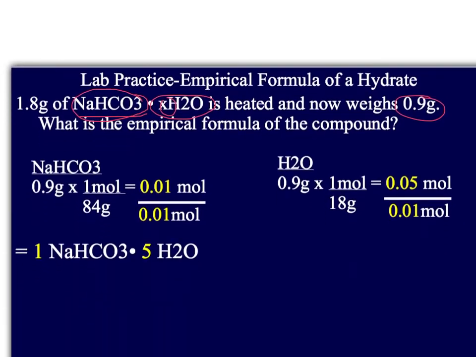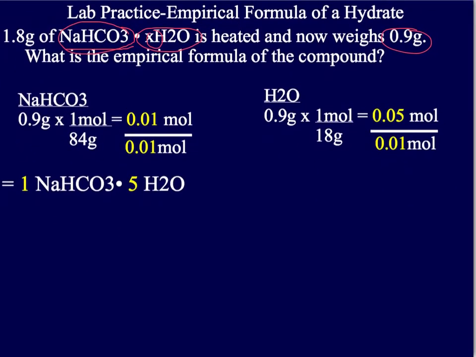So here's our steps, basically what we want to do. First of all, convert grams to moles. So 0.9 grams of sodium carbonate was what was left over of the salt. And this is the molar mass of sodium carbonate. So the mass of 1 sodium, 1 hydrogen, 1 carbon, and 3 oxygens is 84. So that gives us 0.01 moles. Then we conveniently also had 0.9 grams of water that were lost. The molar mass of water is 18 grams per mole.